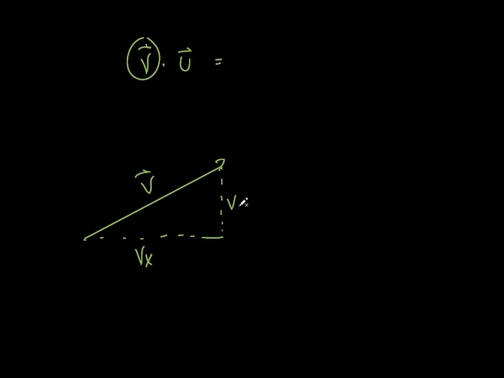Does that make sense? And what do you think this would be? V what? Vy. Good. All right, so this vector has two components. It's got vx and it's got vy. Well, if you had a u vector, it'd be the same thing. You'd have what? Ux and uy. Good. Okay? Does that make sense?